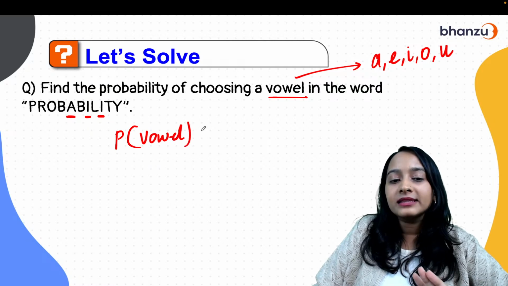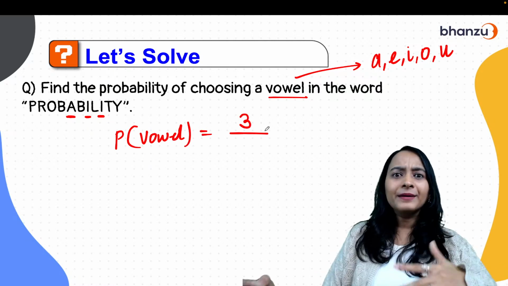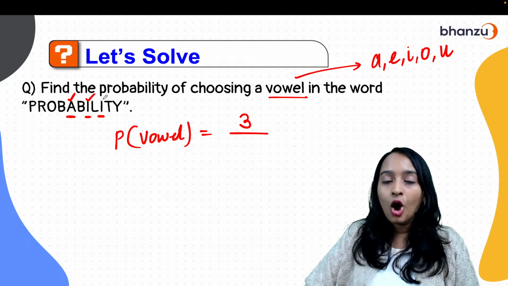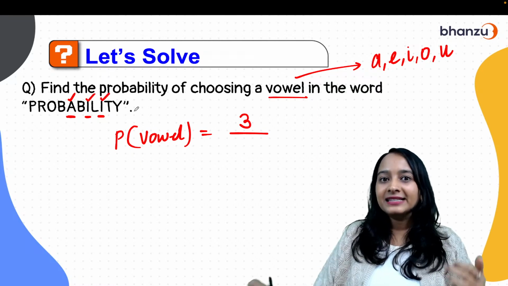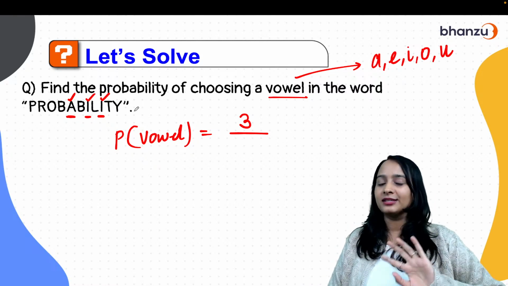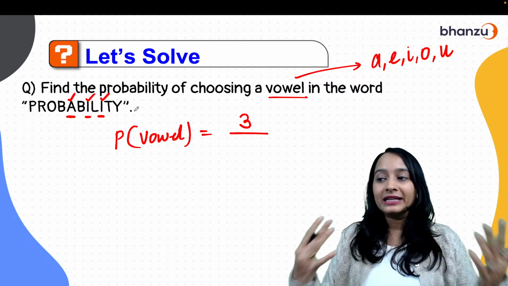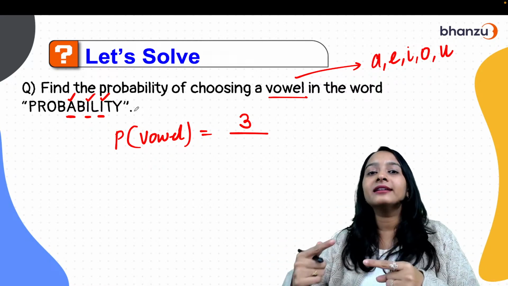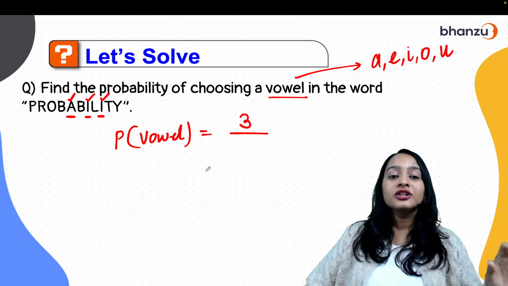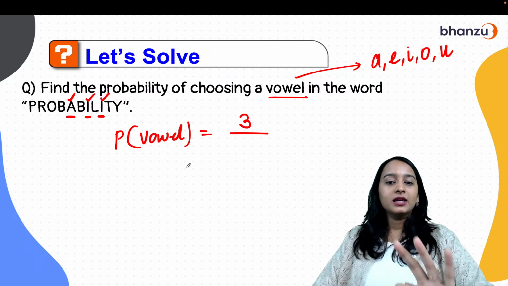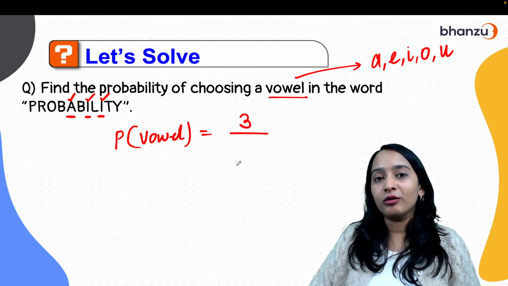The probability of getting a vowel. How many vowels are there? There are 3 vowels. Because you can either get this A, or you can get this I, or you can get this other I. Just because I is repeating, you should not say I'll only count it once. No, there are 2 I's. You can get any of them. So that's why we have to count even if the letter is getting repeated. So how many vowels are there in the word probability? 3 vowels.